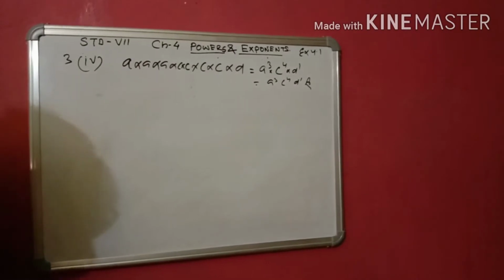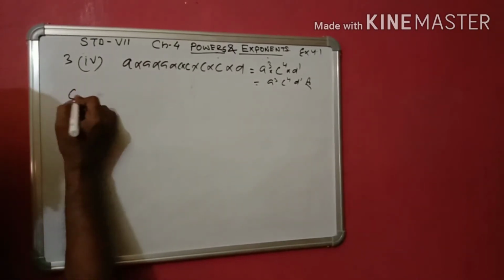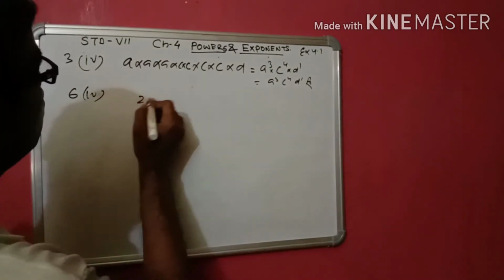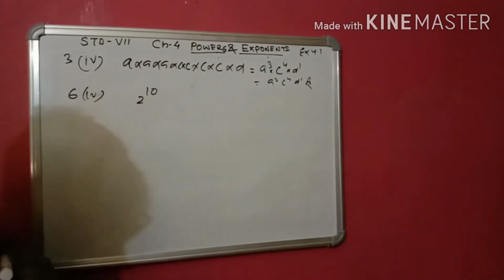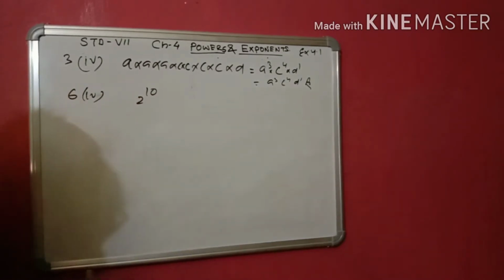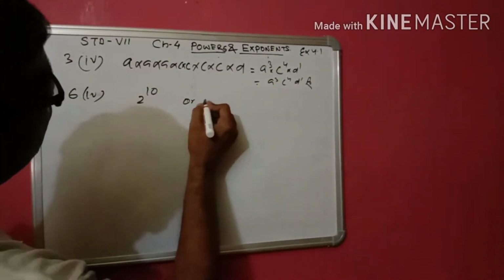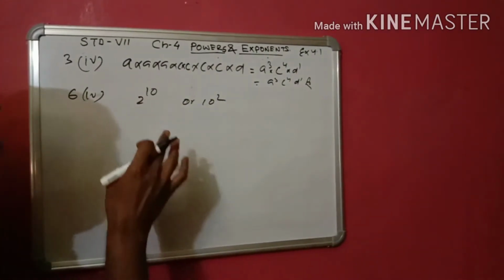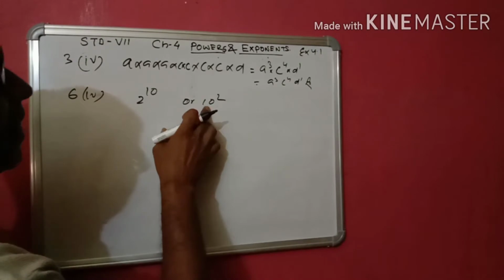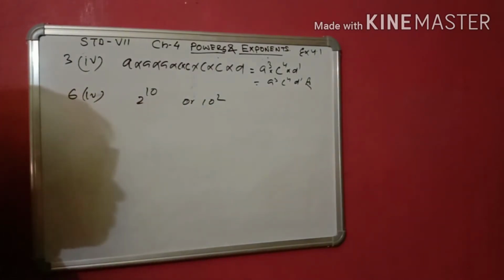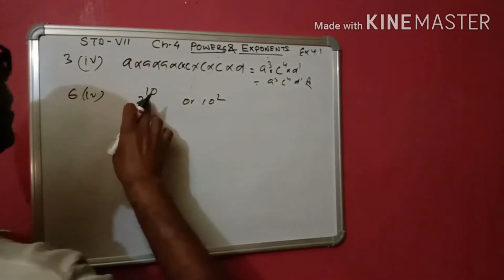Now question number 6. It is given: which is greater, 2 to the power 10 or 10 to the power 2? According to the question, if you compare with the base, it is greater, but first of all you have to see how many times 10s are there, and how many times 2s are there.